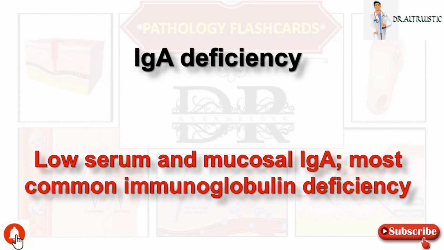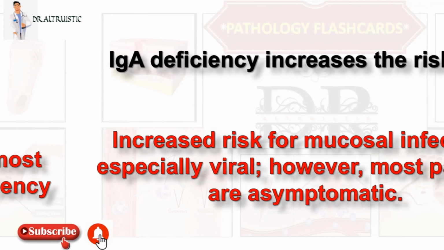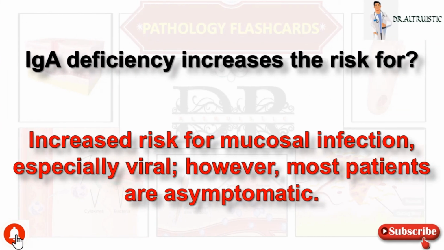IgA deficiency. Low serum and mucosal IgA, most common immunoglobulin deficiency. IgA deficiency increases the risk for mucosal infection, especially viral. However, most patients are asymptomatic.